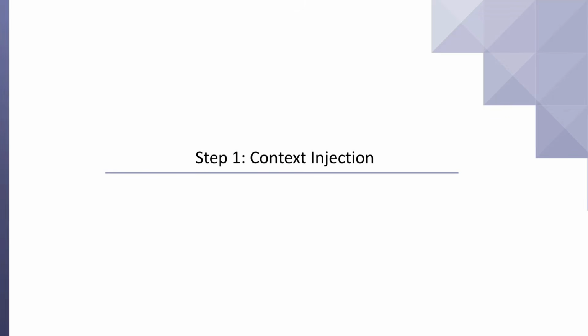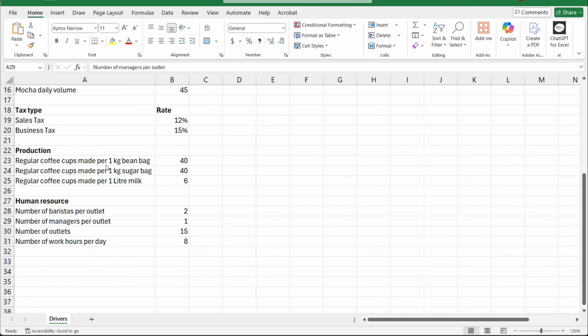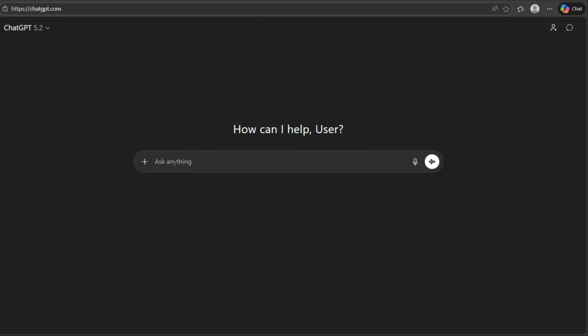Step 1, context injection. First, we need to teach the AI about my business by sharing baseline values. Over here, we have a list of item names, prices, and other relevant values for Bean and Basket. We will upload this to our reasoning engine ChatGPT along with other business-specific details like target market and product positioning, clarifying whether the product falls into the premium or economic category.